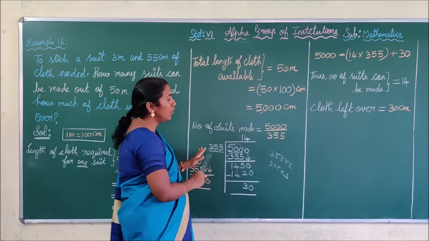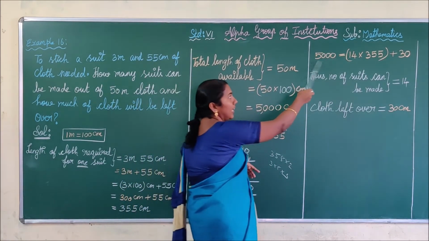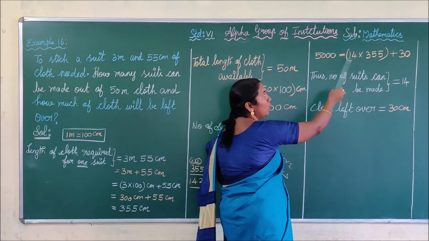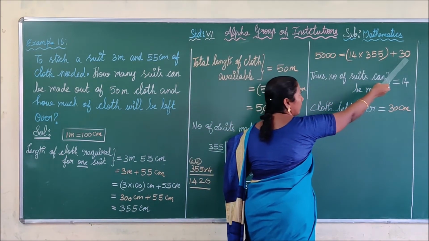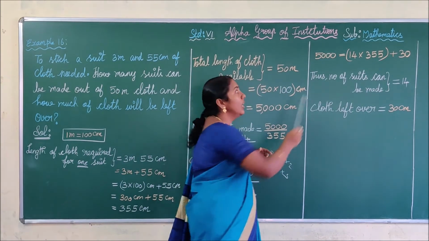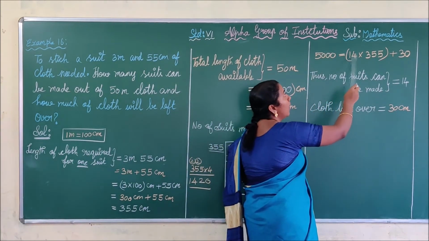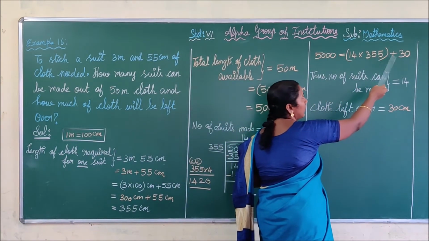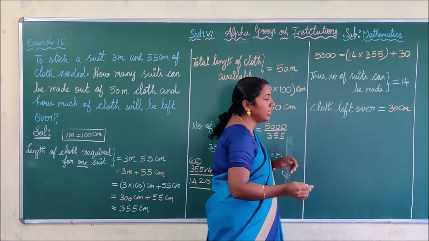For that answer we don't write it straightly. You have to write like this: 5000 equal to 14 into 355 plus 30, by using the rule dividend equal to quotient into divisor plus remainder. I can easily explain it, children.